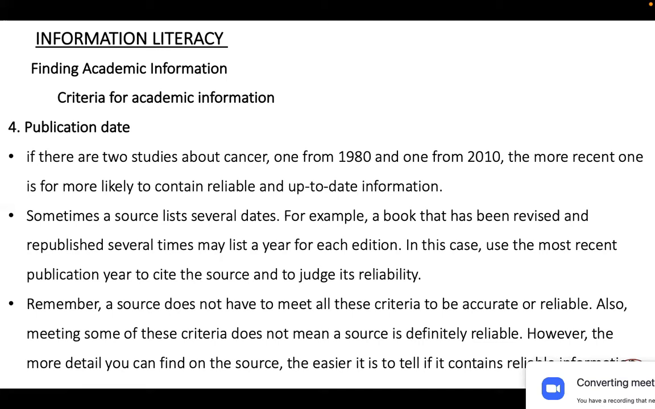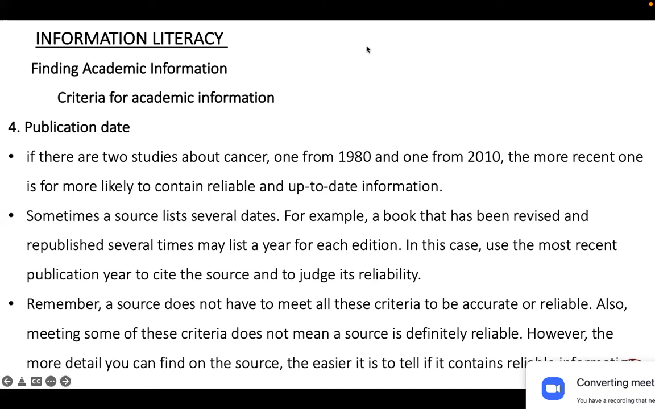Sometimes a source lists several dates. Our textbook, for example, has been revised and republished several times and has several editions, and it's best to use the most recent publication to cite and to judge its reliability. So we need to check the publication date. How long ago did this happen? How recent is the information? It matters because that information might be so old it's outdated. Newer research could have gone against that. So we need to constantly check the publication date.